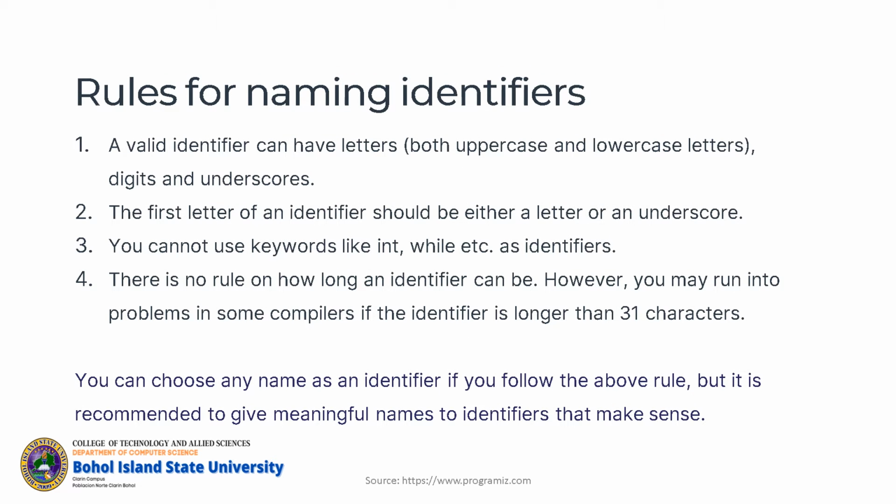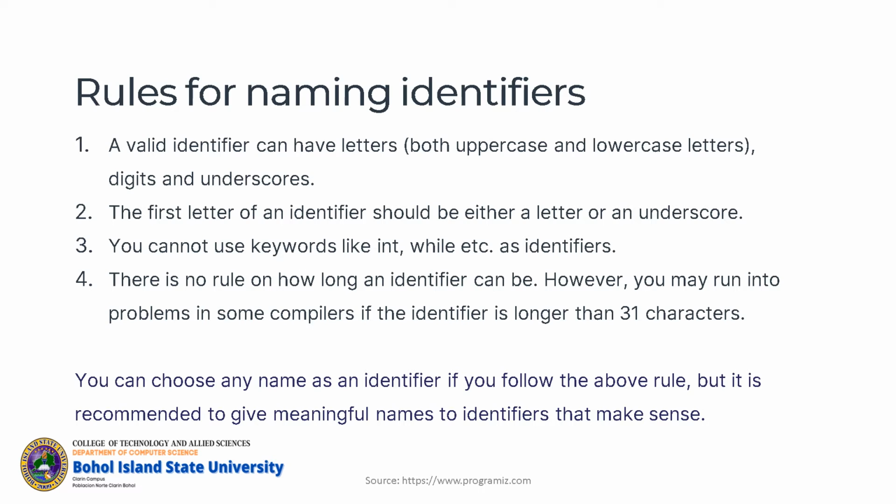Here are the rules on naming an identifier. A valid identifier can have letters, both upper and lower case, digits, and underscore. The first character of an identifier should be either a letter or an underscore. You cannot use a keyword as an identifier.